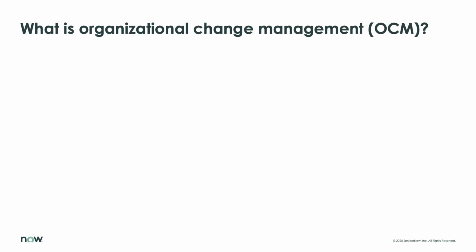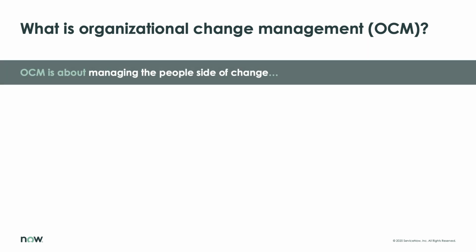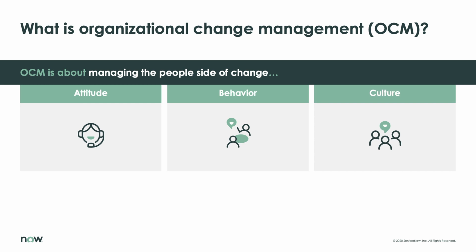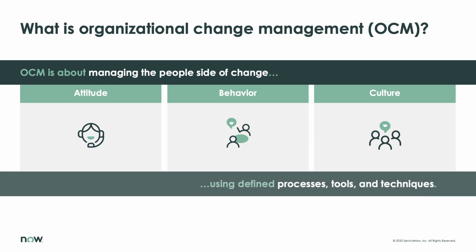Let's start by defining OCM. OCM is about managing the people side of change. It's the attitude of individuals towards a change, their behavior as a result of the change, and the team culture resulting from the individual's attitudes and behaviors. These are hard to influence but play a critical role in the success and adoption of changes. OCM provides you the processes, tools, and techniques you need to manage this people side of change.